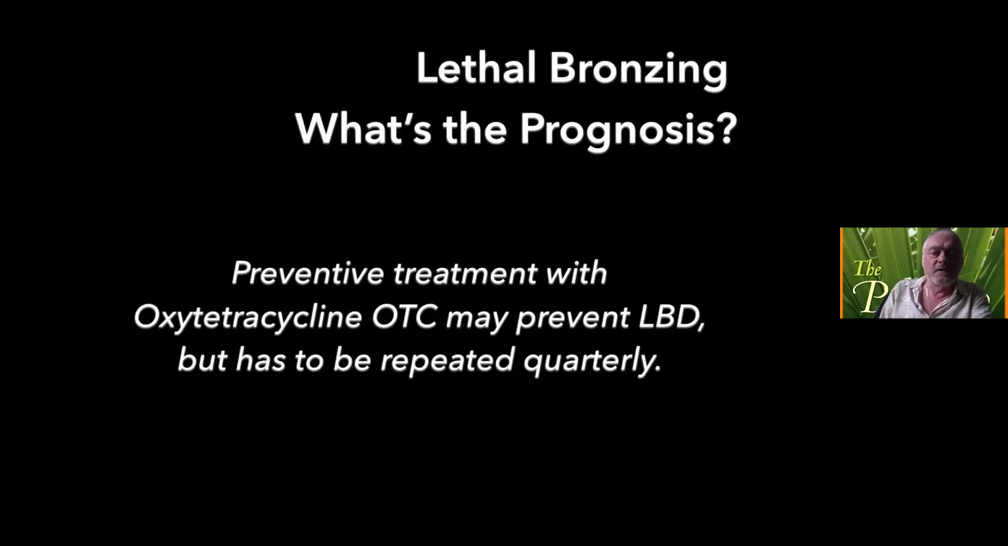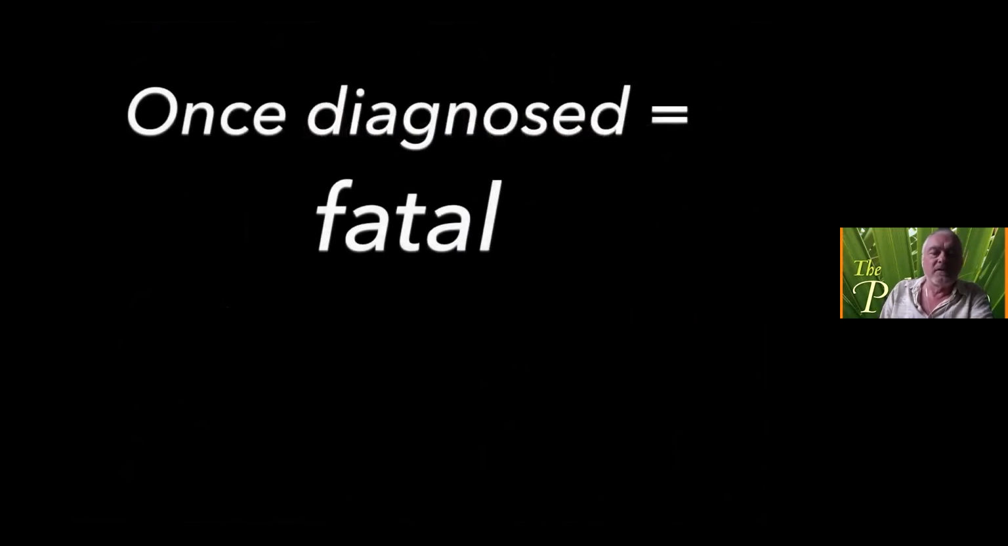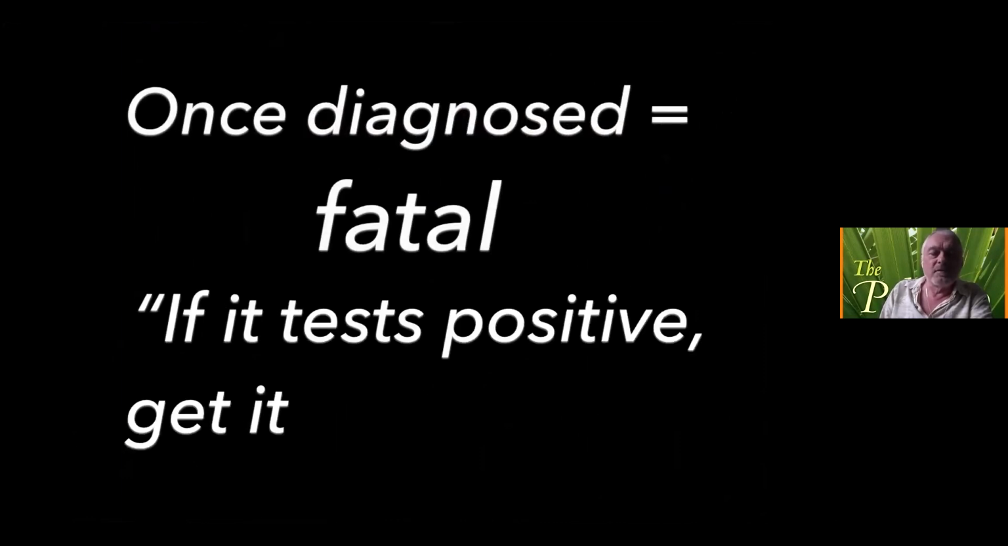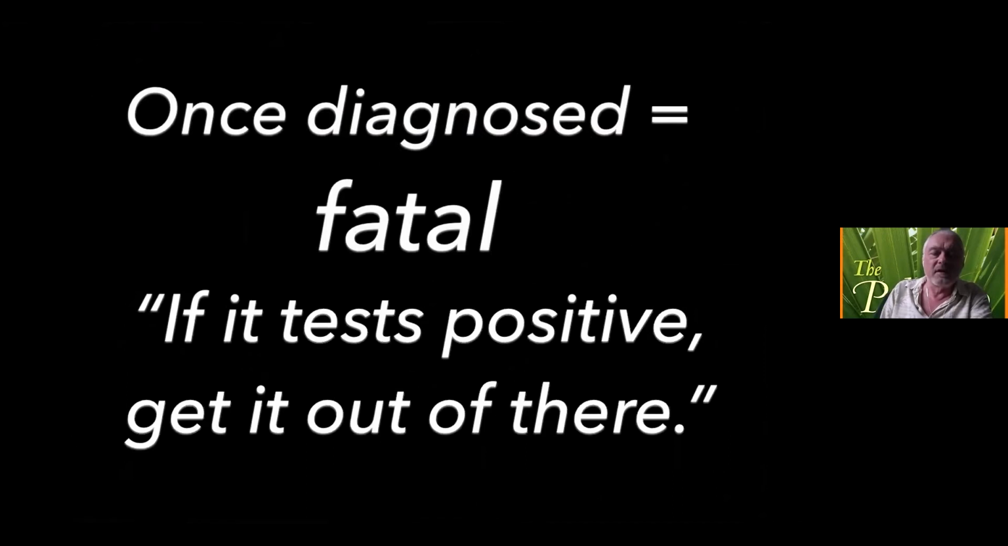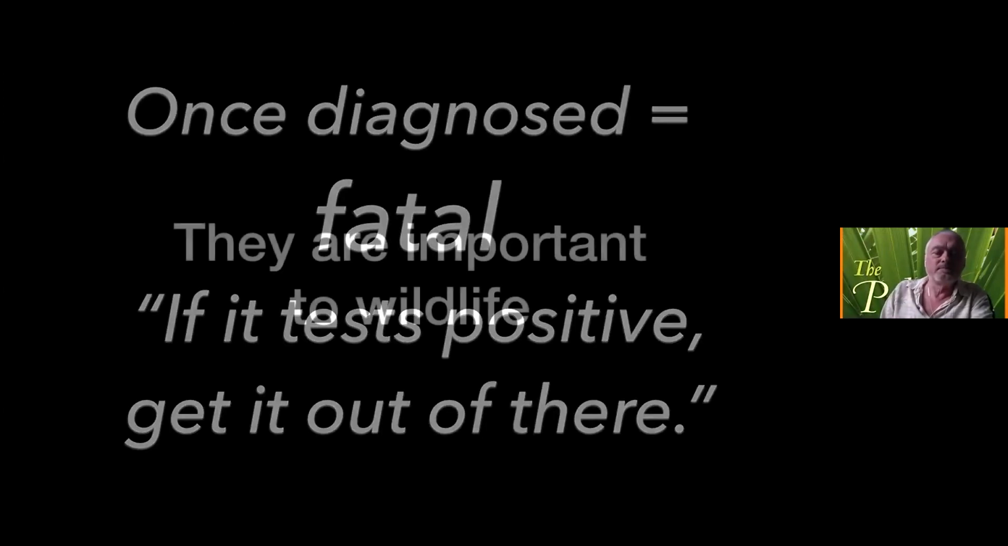You can sort of hold it off with oxytetracycline, but it has to be repeated 4 times a year. It leaves holes in the tree. It's expensive. It would really only make sense for a specimen tree, I would think. And once it's diagnosed with this disease, it's fatal. There's no cure. And so the recommendation is if it tests positive, get it out of there before these insects can feed on the plant tissue and then move it to another plant.